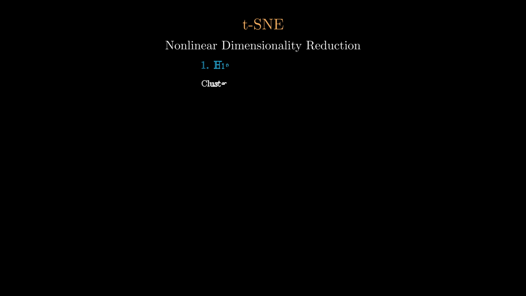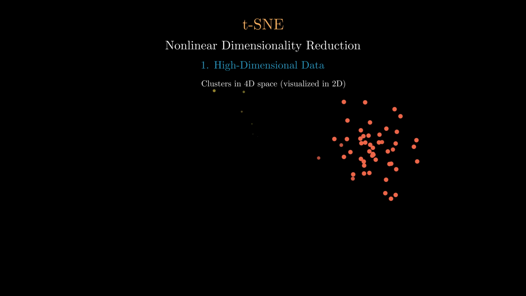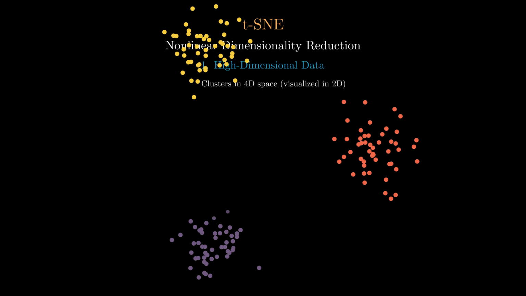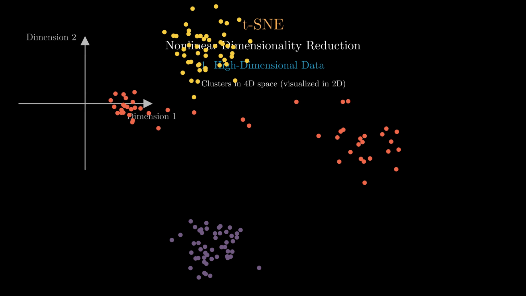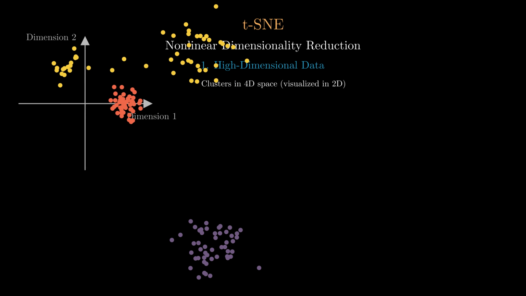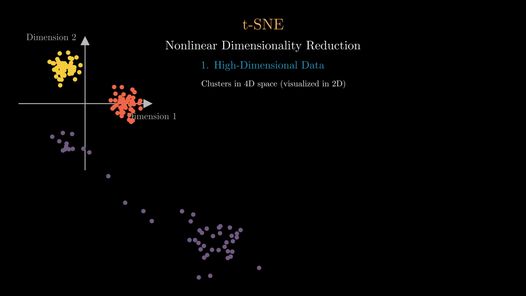We'll start with data in high-dimensional space. For visualization, we'll create 3 distinct clusters in 4-dimensional space. But we can only show 2 dimensions at a time. Here we see just 2 of the 4 dimensions. The colors represent different clusters that exist in the full 4D space. Notice that in these 2 dimensions, the clusters may overlap or appear close together.